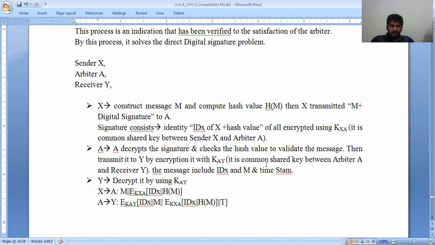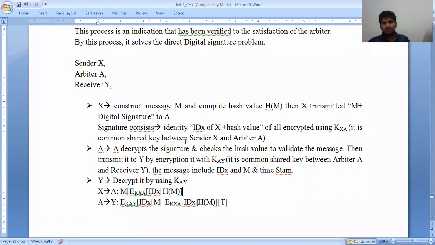Then X sends the message encrypted with the key shared between sender and arbitrator, along with the ID of X. This is the format of the message. The sender sends and the arbitrator checks with the ID. Then it is received by the receiver by decrypting with the key shared between the arbitrator and receiver.